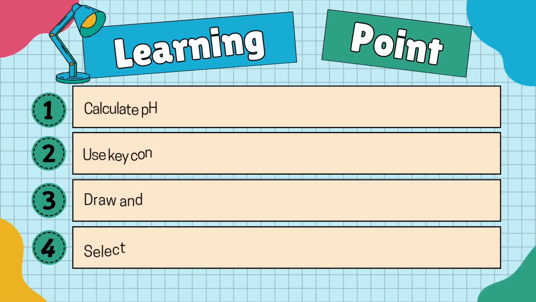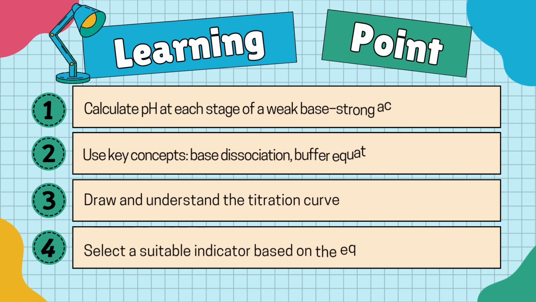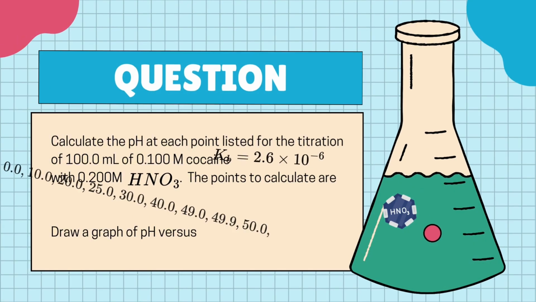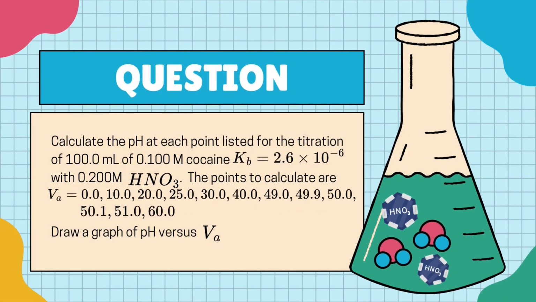By the end of this video, we'll be able to calculate pH at each stage of a weak base and strong acid titration, use key concepts such as base dissociation, buffer equation, and acid hydrolysis, draw and understand the titration curve, and finally, select a suitable indicator based on the equivalence point. Here's the question we're going to solve.